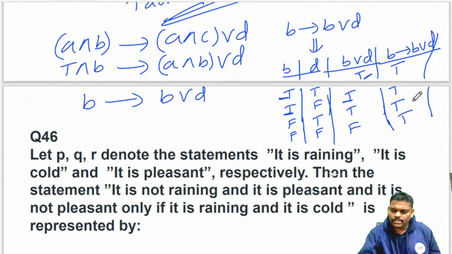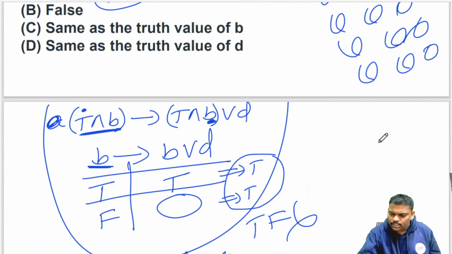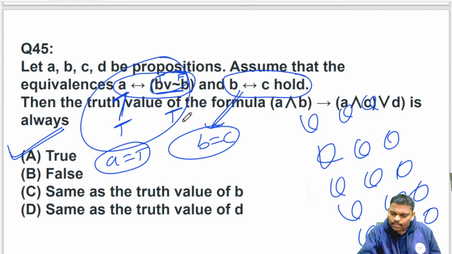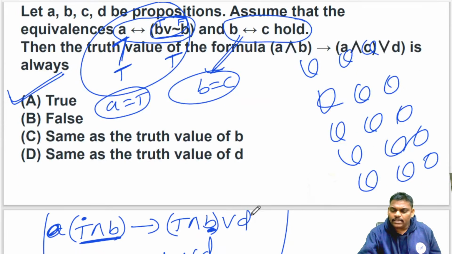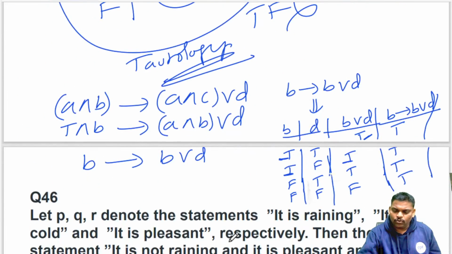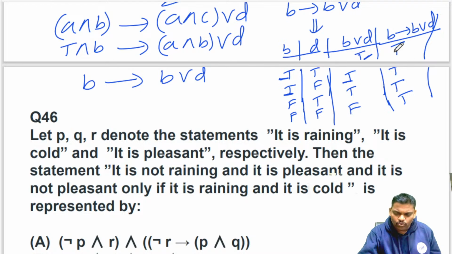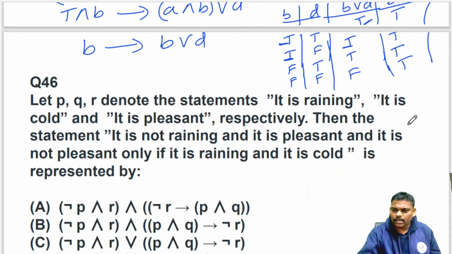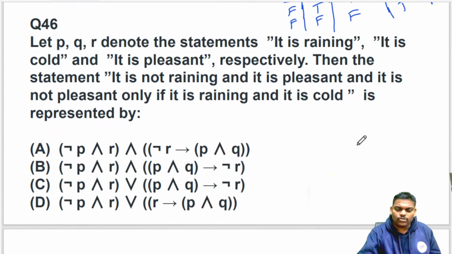Fine. All true is coming. See, the final result is all true. But if you see the problem, what it is saying is: always same as the truth table of B, always same as the truth table of D. Right? No. See this one. Finally true, okay, but the B value is false. Then also the final result is true. The D value is false. Then also the final result is true. Yeah, fine, perfect. Let's go to this problem.